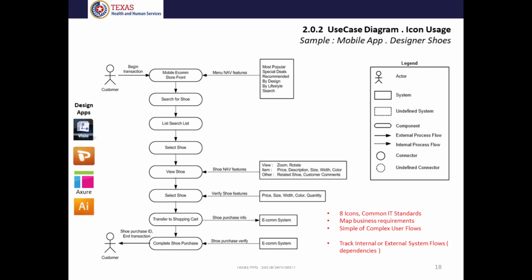On the extreme left are application icons that can be used to create such use case diagrams. Although we can use Visio, PowerPoint, Axure, or even Adobe Illustrator, any line art application will do. But you will need to save it into a format readily accessible 24/7 by the entire business and IT teams for review, be it JPEG or PNG, an email distribution list, or UI mockup hosting sites.